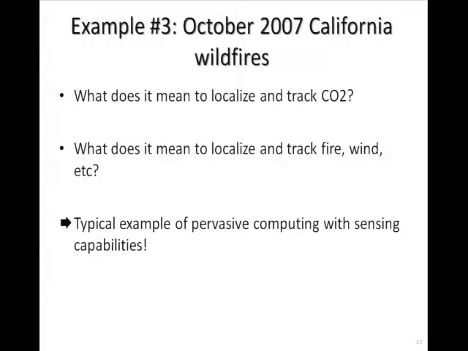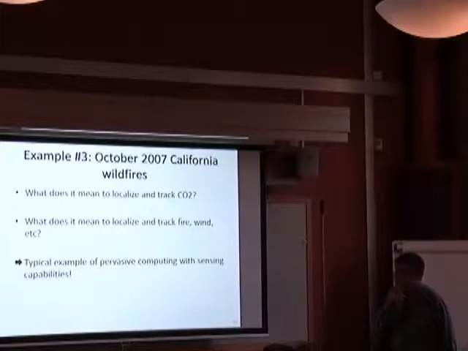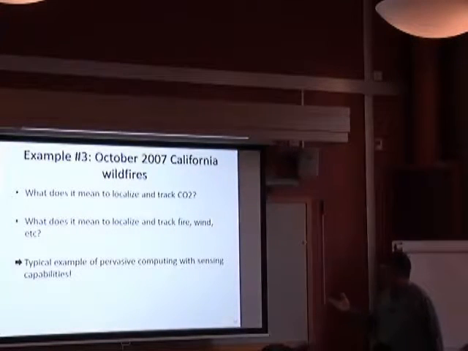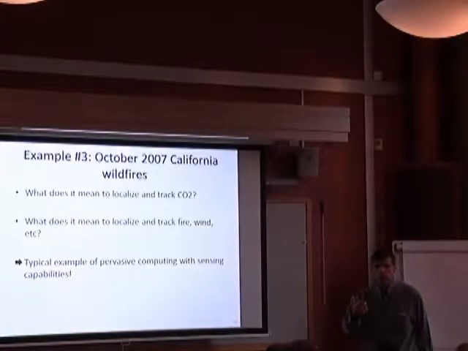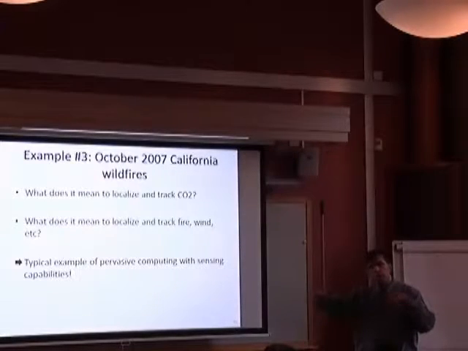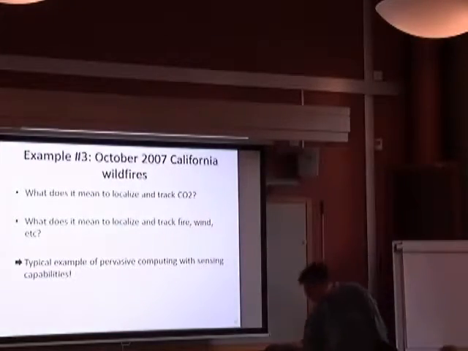So a typical question here is, what does it mean to localize and track CO2? What does it mean to localize and track fire, winds, and other physical events? This is the kind of sensing technology that will probably be very useful in pervasive computing, combined with sensing capabilities, for instance, for citizen science. In a situation like this one in Southern California, if you have a smartphone with a sensor that measures the concentration of CO2, you can have a map of the distribution of CO2 along this area, and based on that, you can avoid or go to different areas.